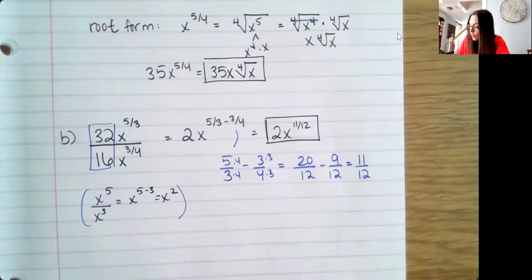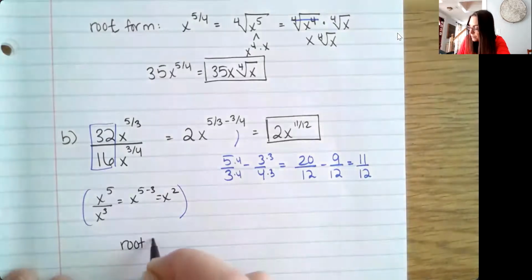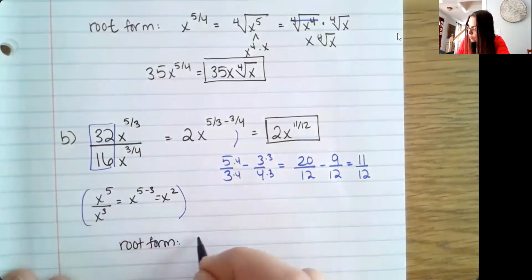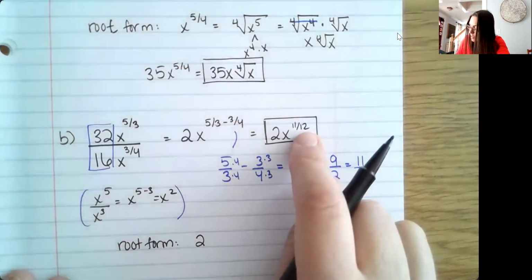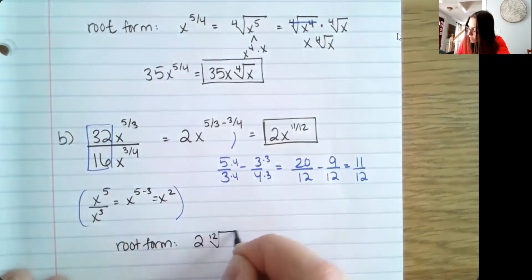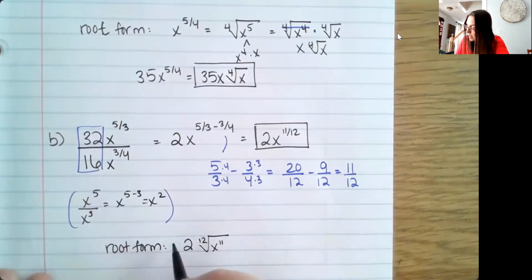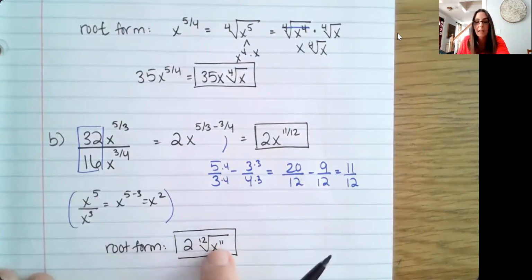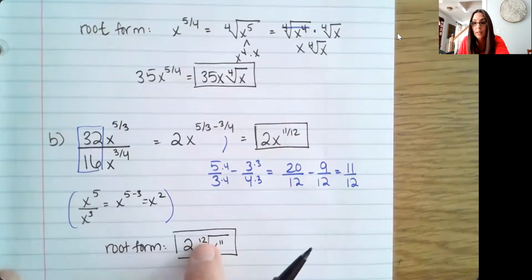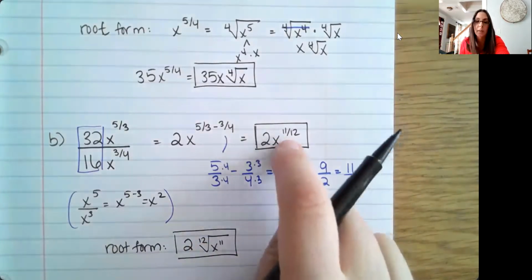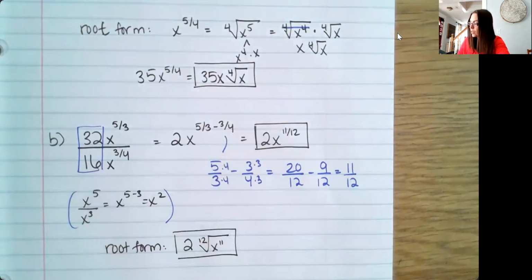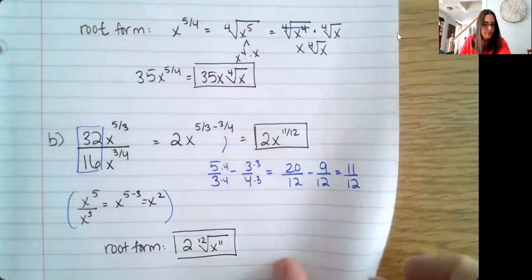Now this one here, if you wanted to write it as the root form, you'd have the 2. Your denominator is 12, so this is actually the 12th root of x to the 11. I actually can't simplify this because I would need at least 12 x's to cancel out the 12 here from the root. So I would just have to leave it like this. So again, a lot of times the exponential form looks a little bit nicer for our final answer. Okay. And let's do one more example here.